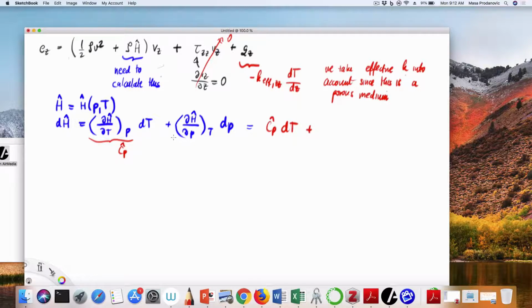And this, I'm just going to use a ready-to-go formula without proving. So these are the thermodynamic equilibrium formulas: v minus T dV/dT while keeping pressure constant, dP. Here v is specific volume, or 1 over rho. Again, I'm just using the formula for this part without proving it.